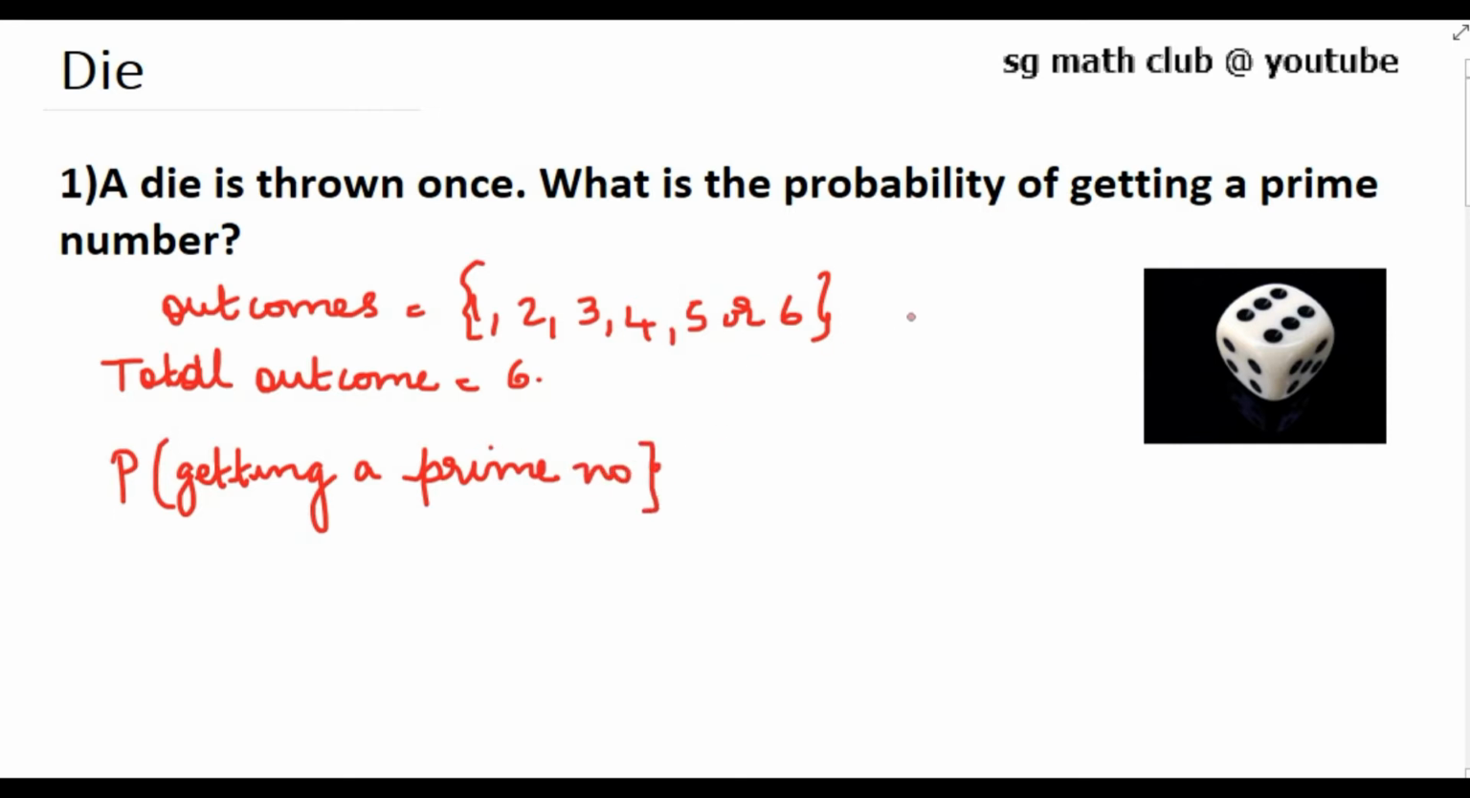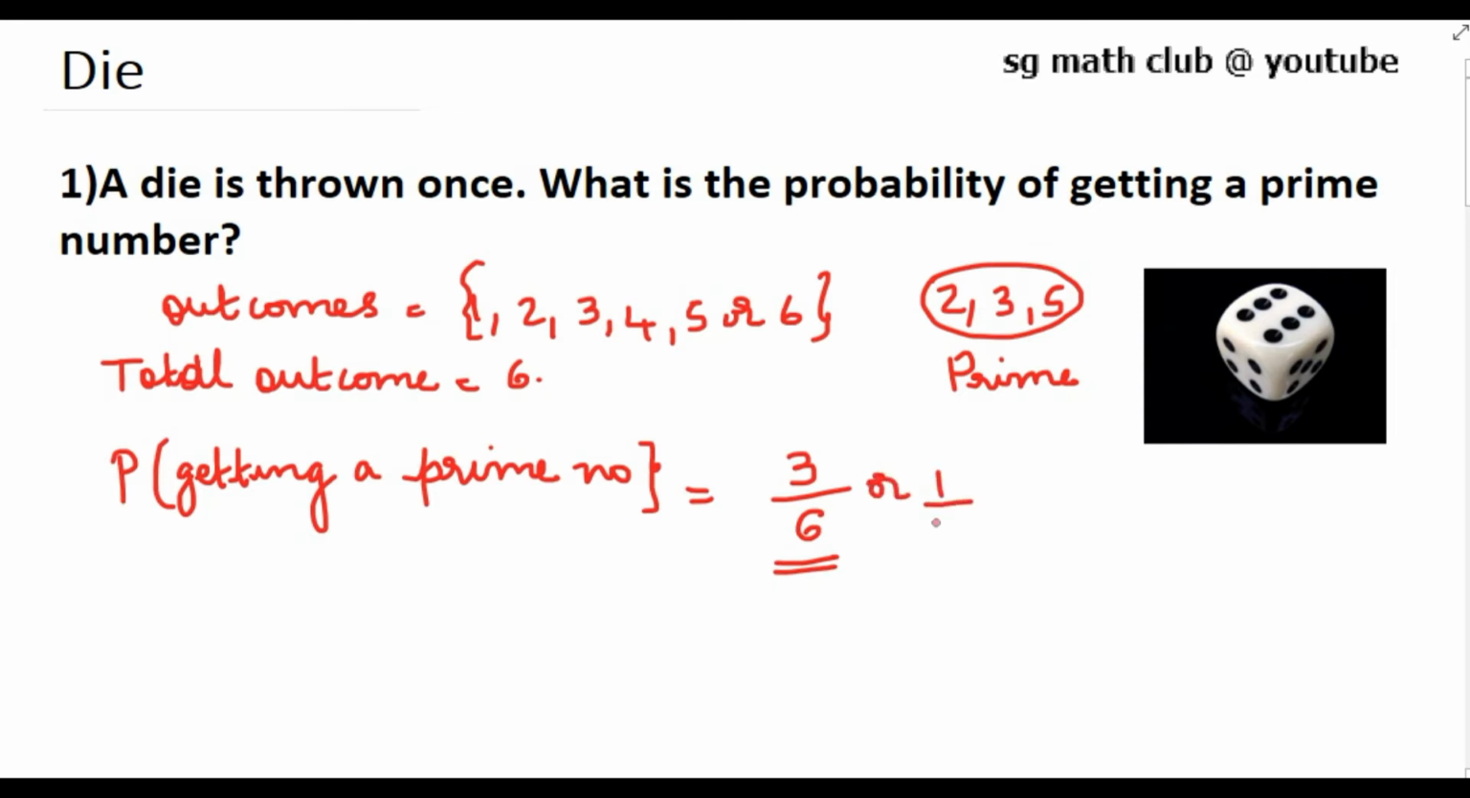So, for the probability of getting a prime number, 2, 3 and 5 are the prime numbers. One is neither prime nor composite. So the number of favorable outcomes is 3 and the total number of outcomes is 6. So the probability of getting a prime number is 3 by 6, or 1 by 2.